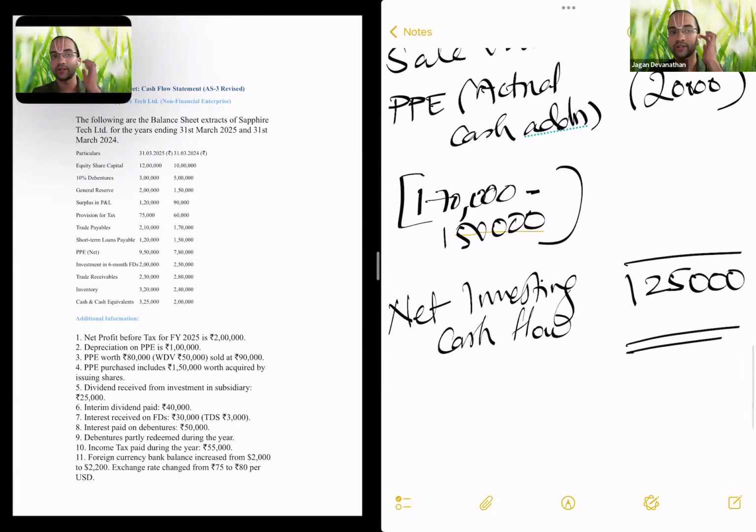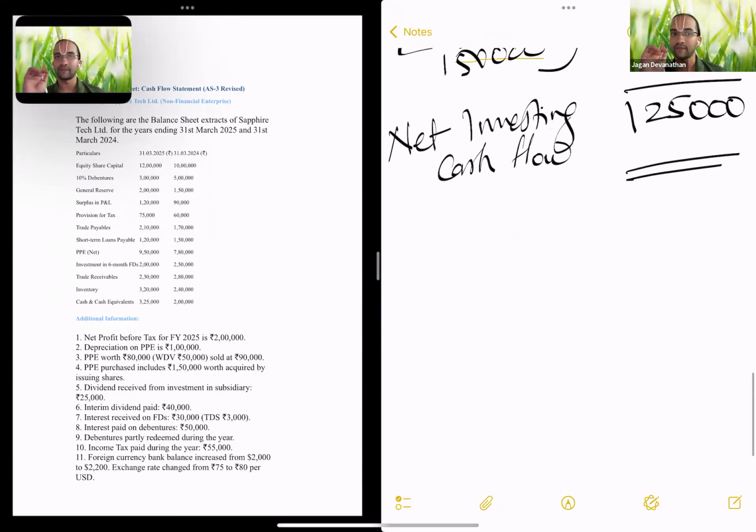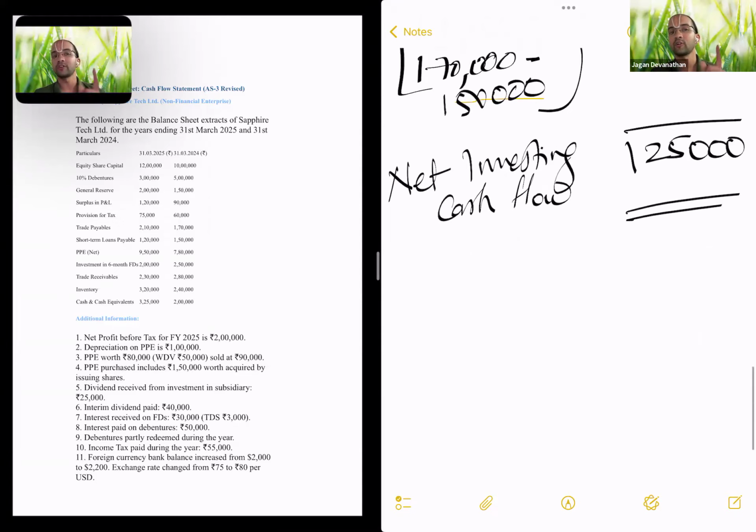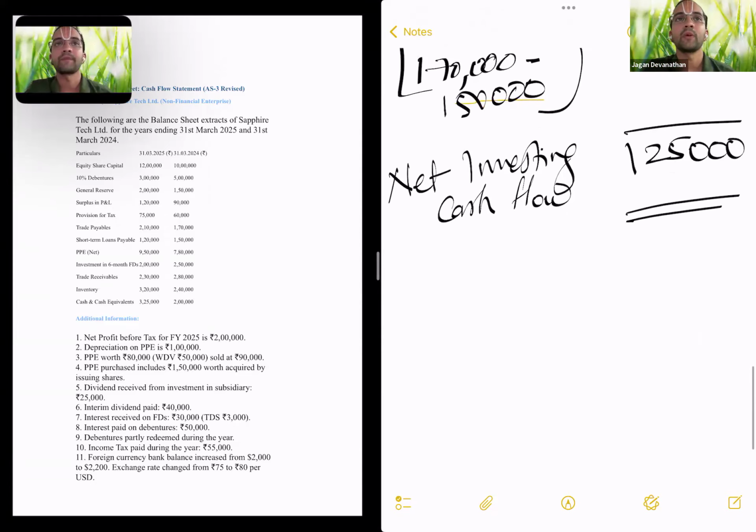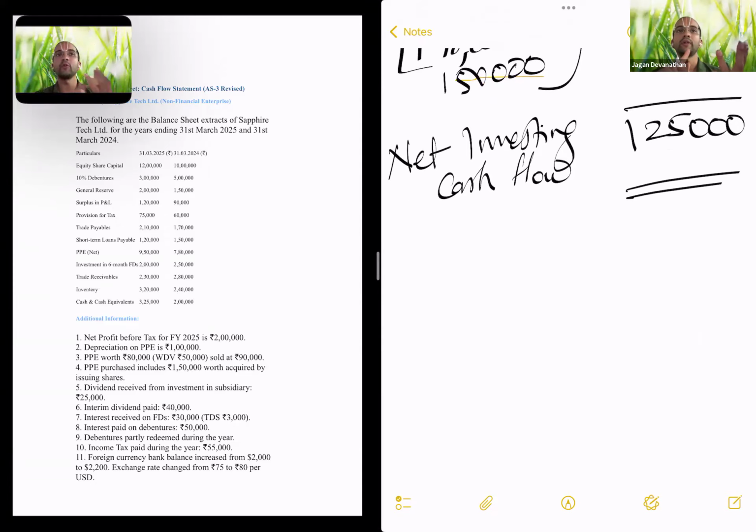This is PPE actual additions. So the change is 1,70,000. Out of it, 1,50,000 is through non-cash means. The only cash addition is 20,000. So the cash addition of PPE should be considered as an outflow. That's why we are subtracting it. Dividend received is a cash inflow, interest received is a cash inflow, sale value is a cash inflow. So we are adding them, and we will be reducing only the cash addition of PPE.